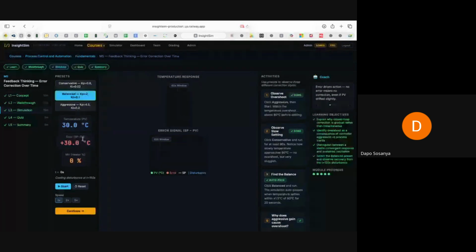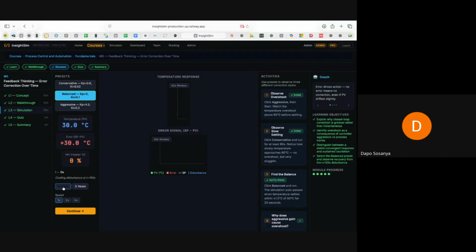It's much lower than the set point. And then the heater is not supplying any heat. The time presently is 0 seconds. Cooling disturbance at T equals 150 seconds. This is the disturbance we programmed into the simulator. So it's going to be introduced at 150 seconds.